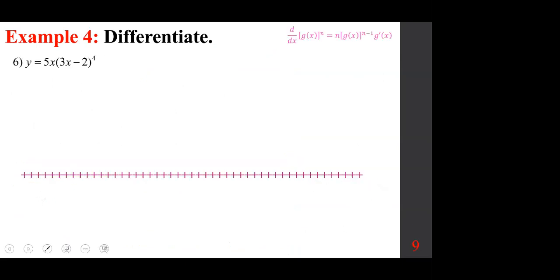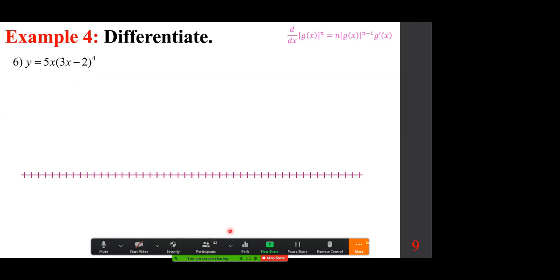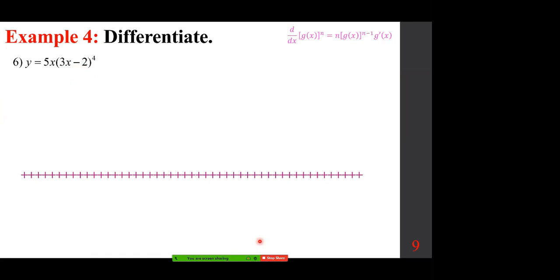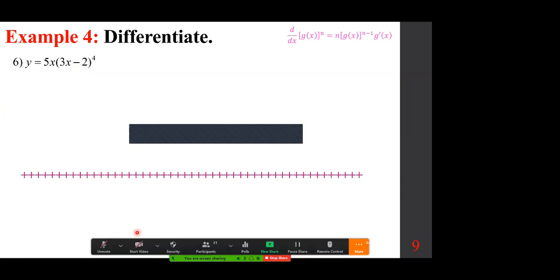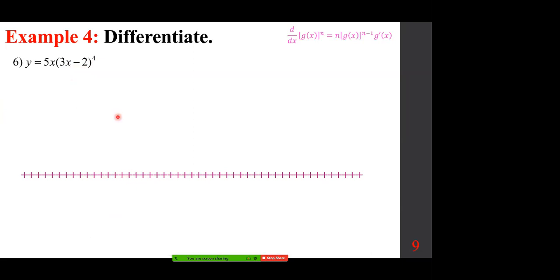All right, now we can put a raised dot in between and realize that it's the product of 5x and this expression. And therefore, it uses the product rule as well as the chain rule. 5x times 3x minus 2 to the power of 4.